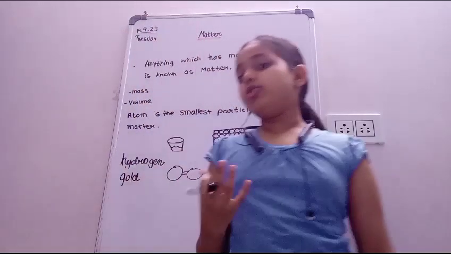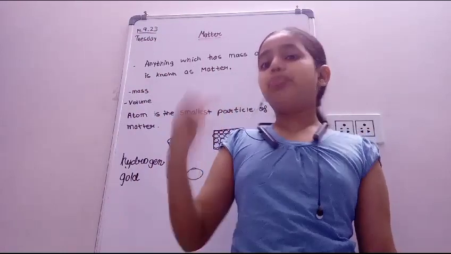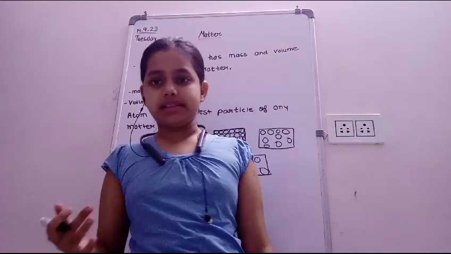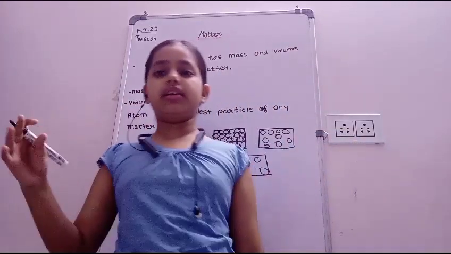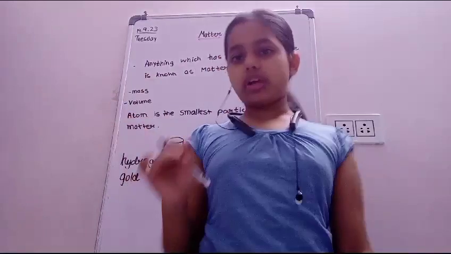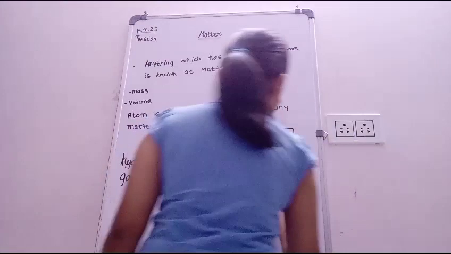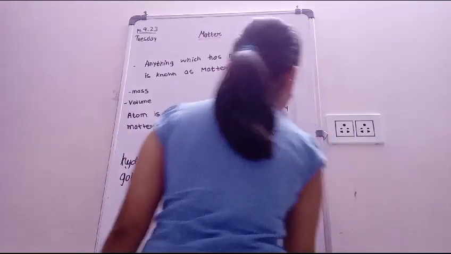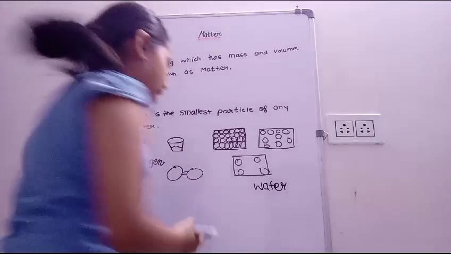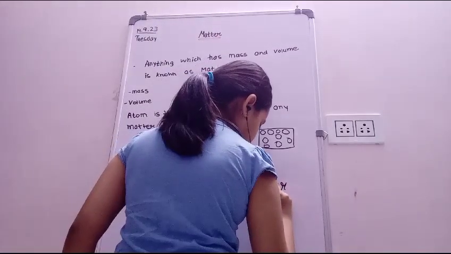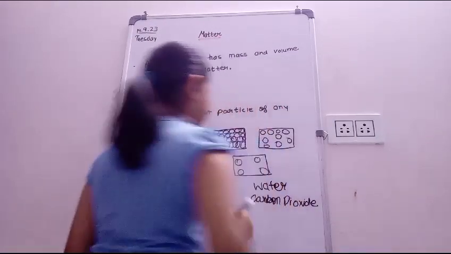Now coming to compounds. What are compounds? Compounds are made of more than one kind of atom. Different kinds of atoms together make a compound. So, for example, what was I telling you earlier? Water and carbon dioxide.